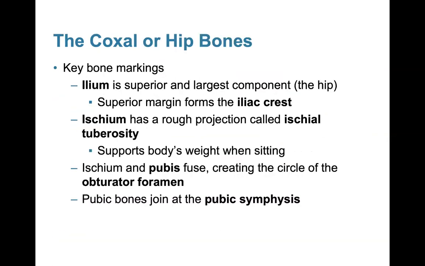So the ilium is the superior and largest component of the hip. The ischium has a rough projection called the ischial tuberosity. This particular tuberosity supports the body's weight when sitting. The ischium and pubis fuse, creating a circle called the obturator foramen. This will allow the sciatic nerve to pass through. And then the pubic bones are joined at the pubic symphysis.